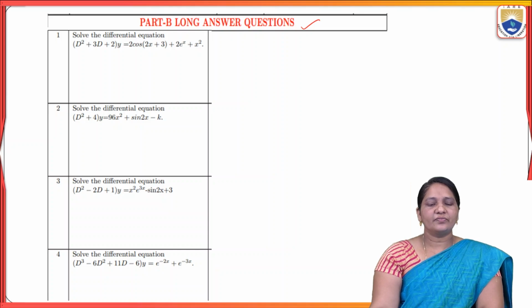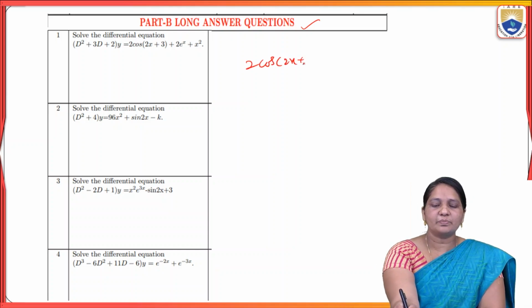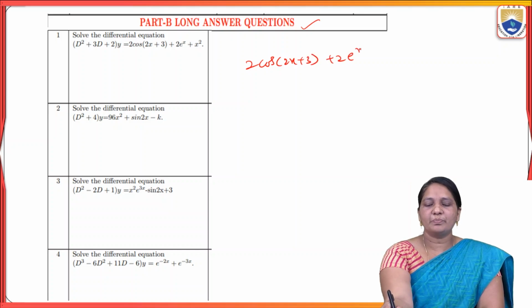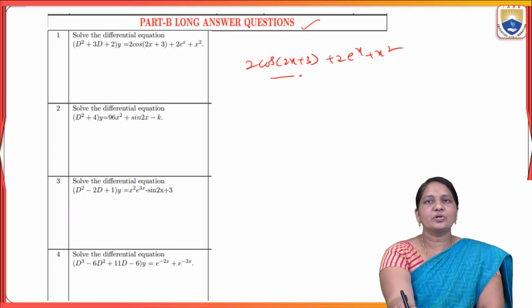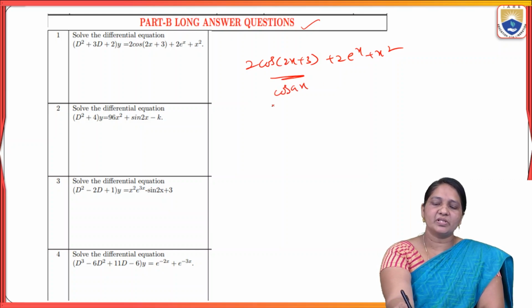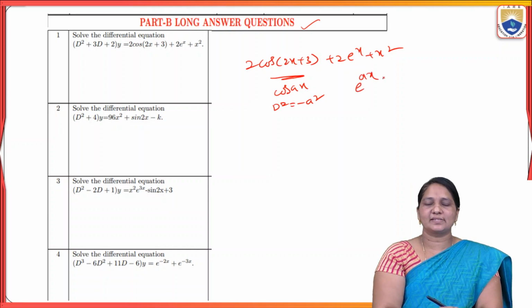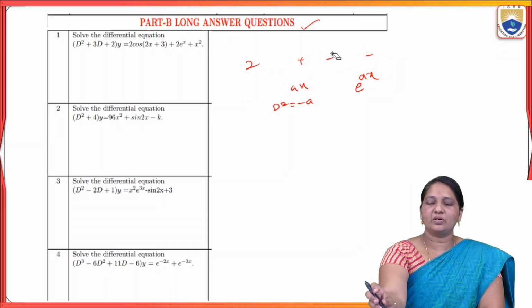So here see the differential equation. This one is 2 cos of 2x plus 3 plus 2 e power x plus x square. So here we can use the formula for the cos ax formula. That means we can replace D square equal to minus a square. And here we have to use the formula for e power ax. That means how to calculate this particular integral.